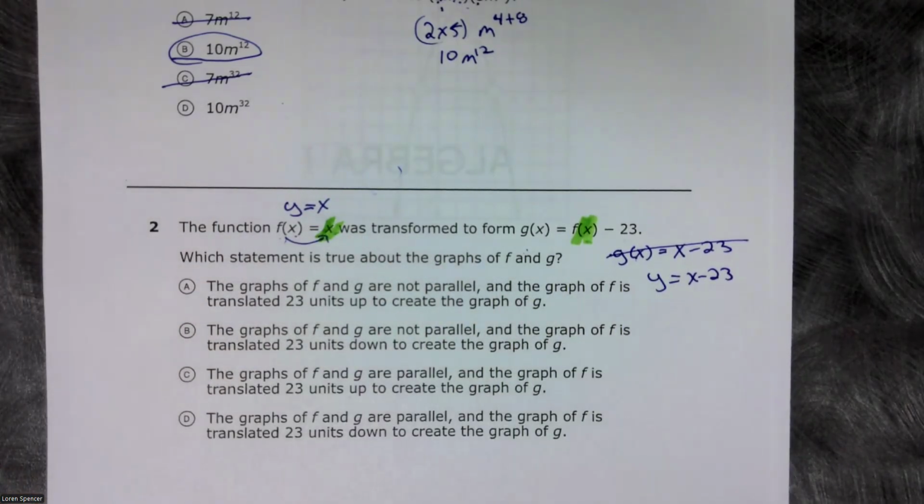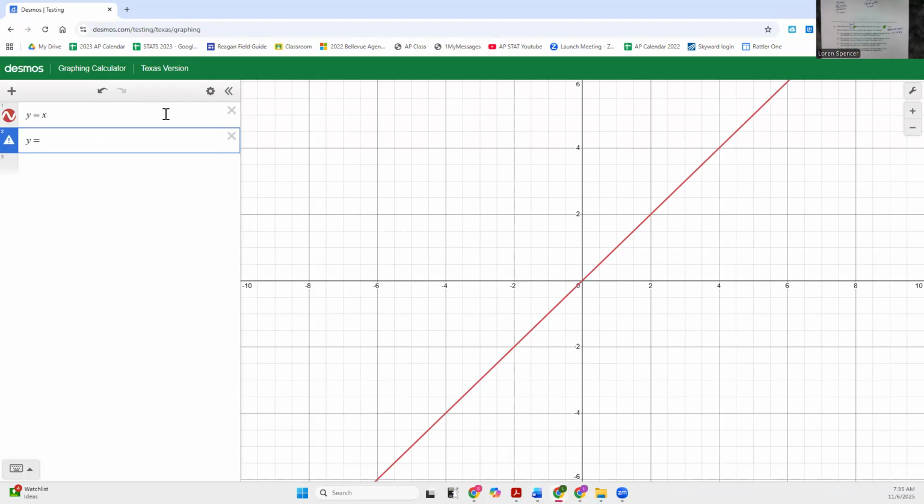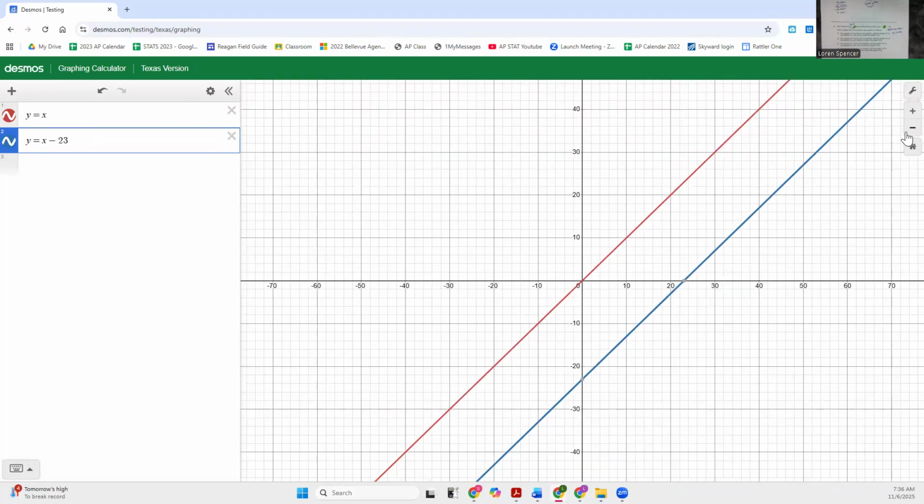So I'm going to go to my share screen. And I have y equals x. And then I'm going to put in y equals x minus 23. It doesn't show. I can't see it. So hit the negative arrow and zoom out. Oh, I have two parallel lines. The first one, the original, was red. The second one is blue.